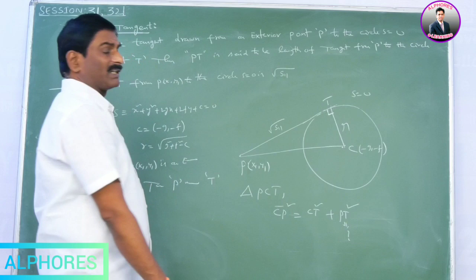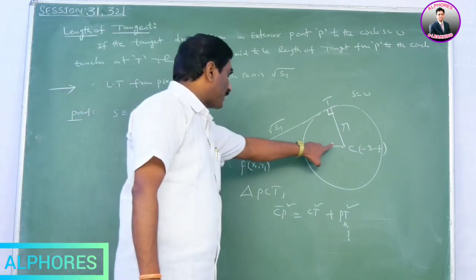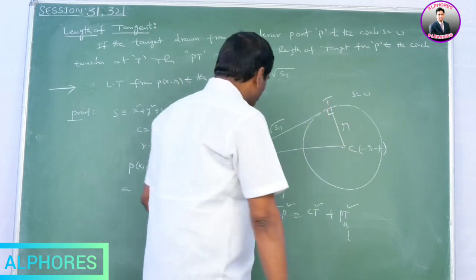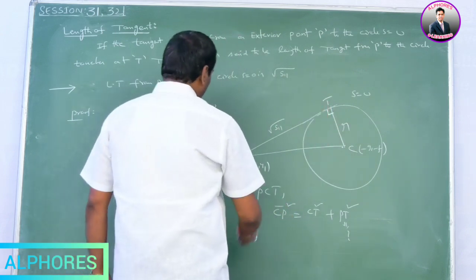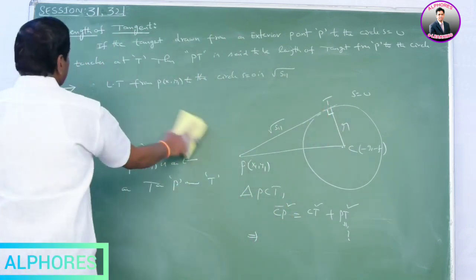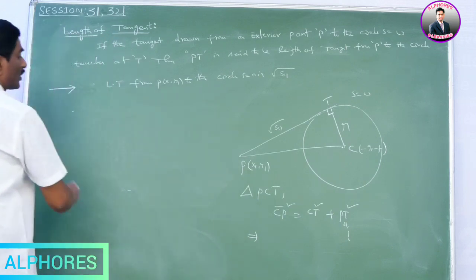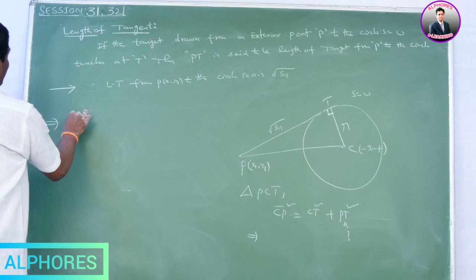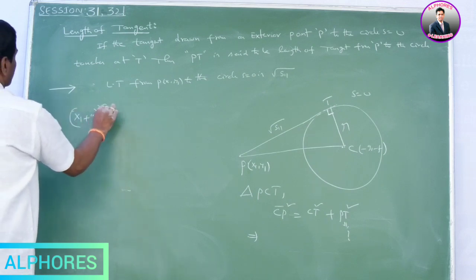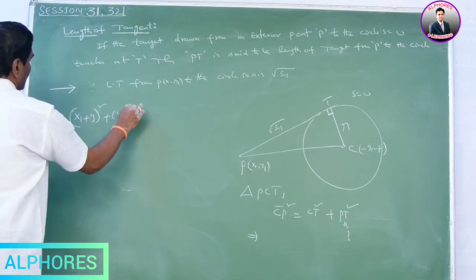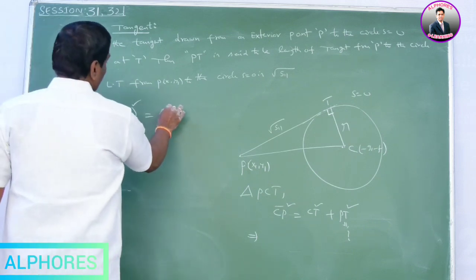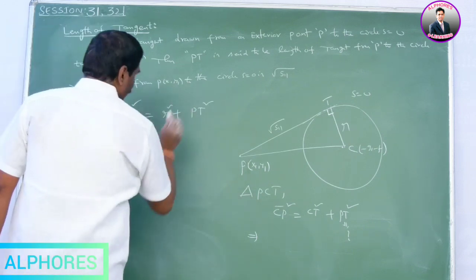PT is nothing but the length of the tangent. Here CP is the distance between 2 points. CT is nothing but the radius of the circle, r. So CP is the distance between 2 points, which is root over (x2 minus x1) whole square plus (y2 minus y1) whole square. So CP square means (x1 plus g) whole square plus (y1 plus f) whole square. It is the CP square, which is equal to CT square, that is r square, plus PT square. It is the required value.